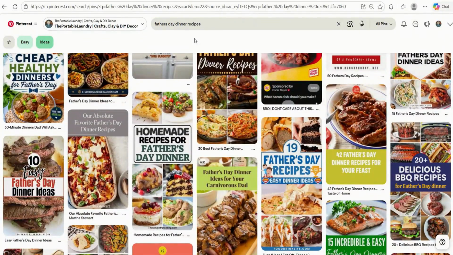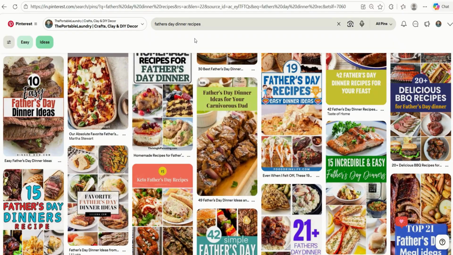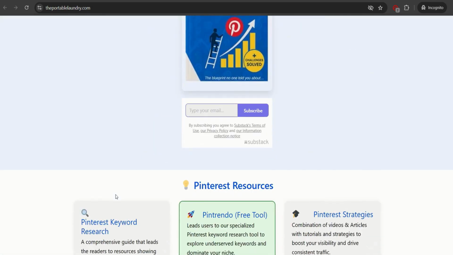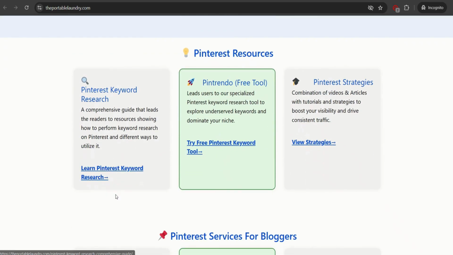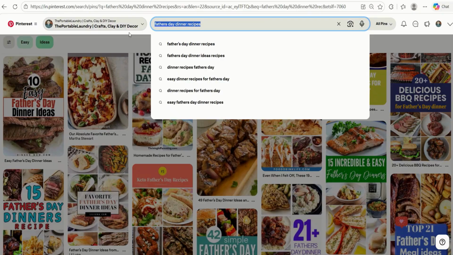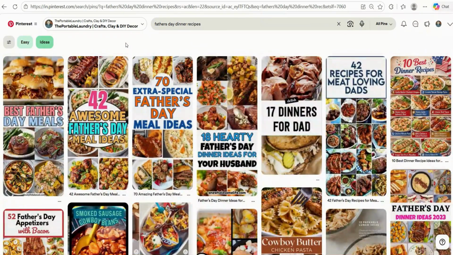Most creators do the keyword research, and that's fine. But Pinterest isn't Google, guys. Pinterest is an idea engine. Pinterest is constantly showing users related ideas, themes, styles, aesthetics, occasions, seasons, and content clusters. The problem is that most bloggers only target the main keyword. Let's say the keyword is Father's Day dinner recipes for this video. Most bloggers stop there. They create the article, create a pin, publish, and then they hope.